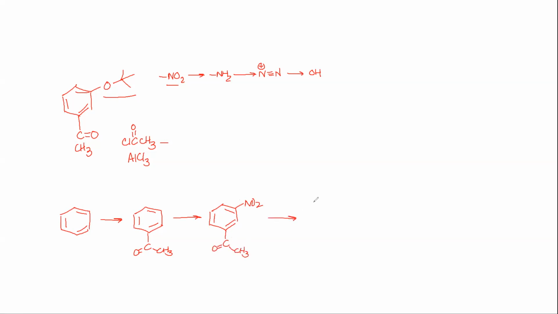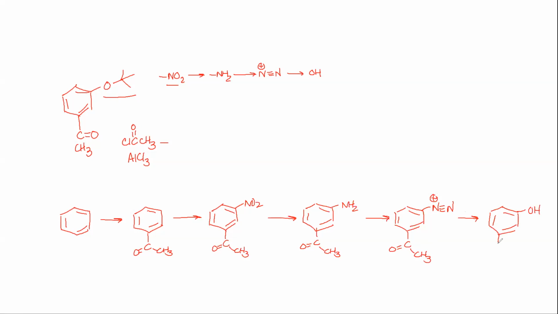Then let's convert the nitro group to the amine. And then let's convert it to the diazonium. And then let's put the OH group on. So we're just one reaction away from what we need.